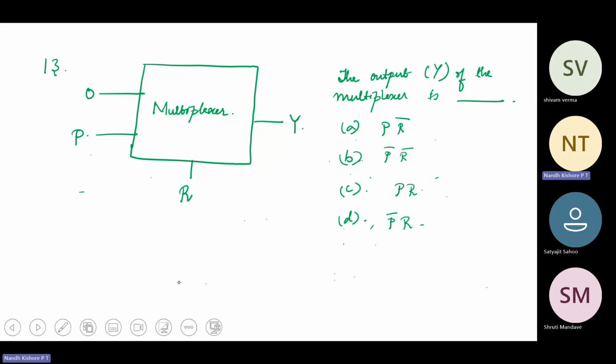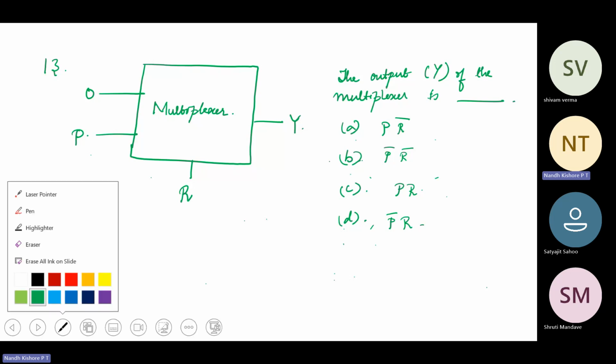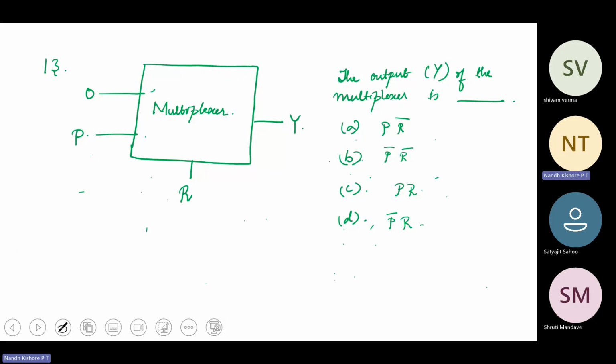For a multiplexer, you understand something like this. What is a multiplexer? A multiplexer is just like a channel selector, right? That is, you can select either this or this. Agree?